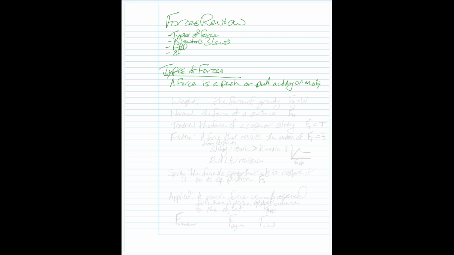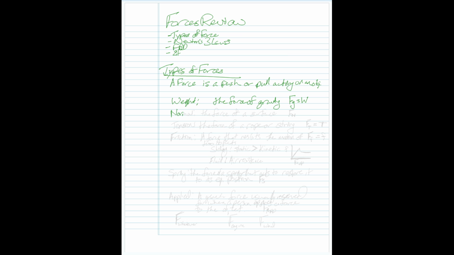being applied. Some of the forces that we talk about pretty frequently, we have weight, which is also known as the force of gravity. We abbreviate this with a capital F with a subscript G, or we write it as a capital W.